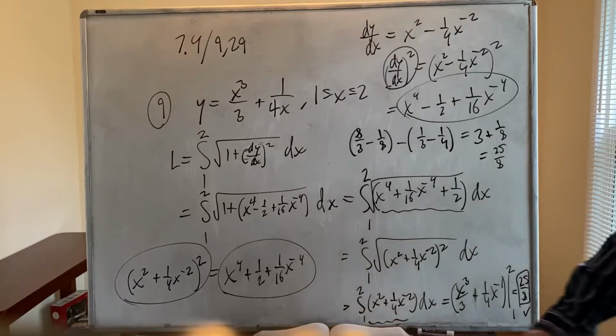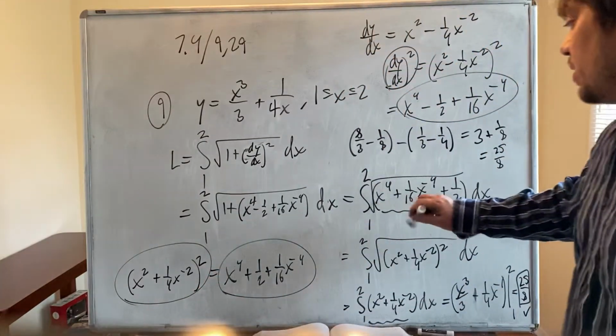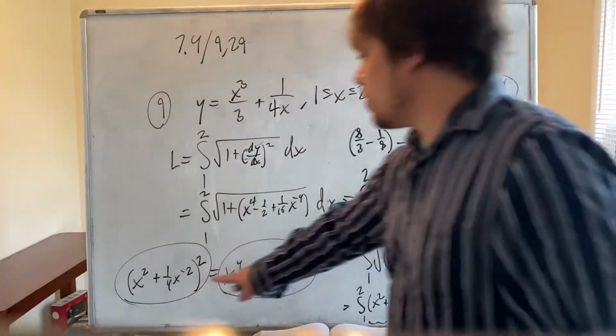Okay, so how did I get this expression from this? Well, take the square root of x to the 4th, you get x squared.